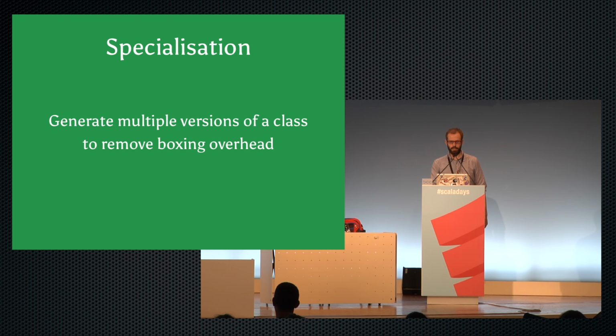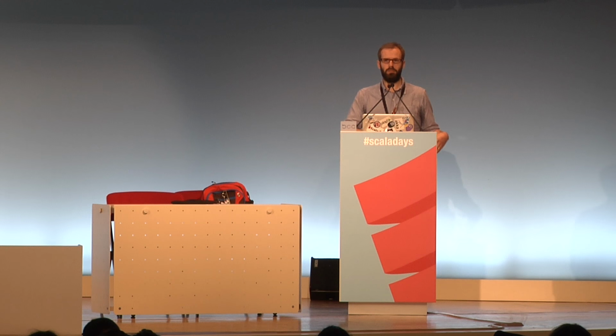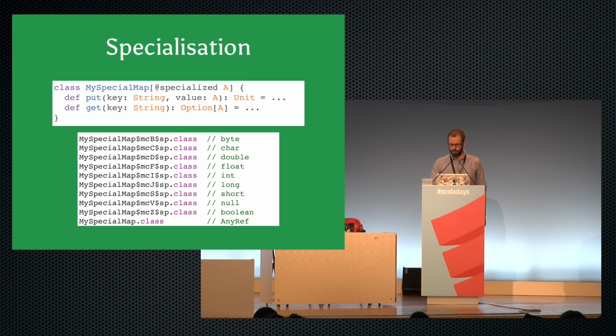So how can we get around this? Well, one way of doing it is specialization. So the idea is that you generate multiple versions of a class specialized to each primitive type. So you'd have an int version of your class, you'd have a byte version of your class, and so on. And then, depending on what type you pass into it, when you call the function, the appropriate specialized version of the class would get used. This is how you do it. You just have to add this @specialized annotation to the type parameter of your class. And just by doing that, when you compile it, the compiler will generate all of these 10 or so versions of the class.